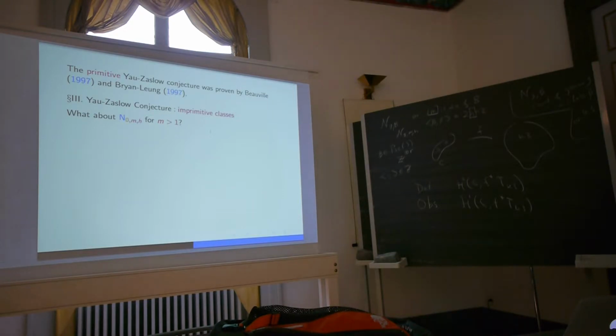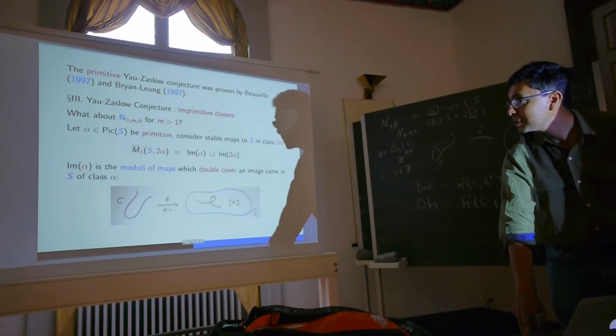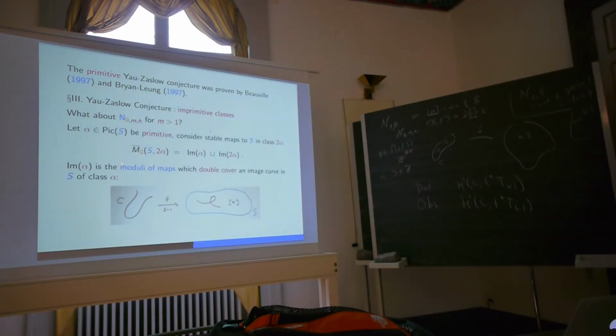But still, it's a very special case. It's the case of primitive classes. Those are classes that are indivisible. And so what happens about genus 0 for m positive? If you look at all genus 0 classes, primitives are very special classes in the lattice. This took a long time to even say properly what it meant, and so I try to explain here.